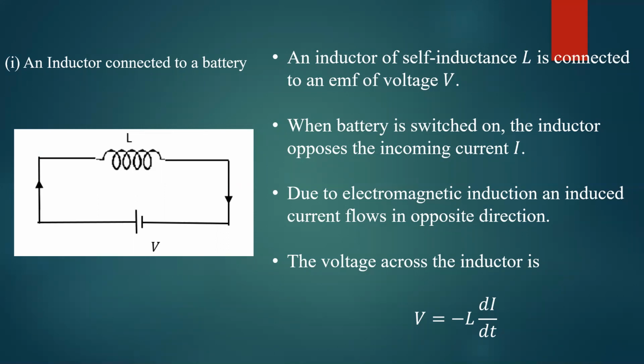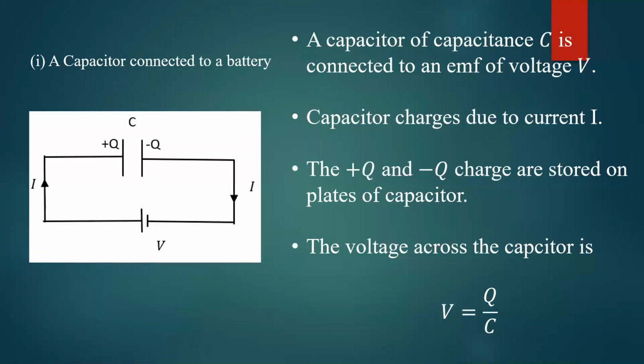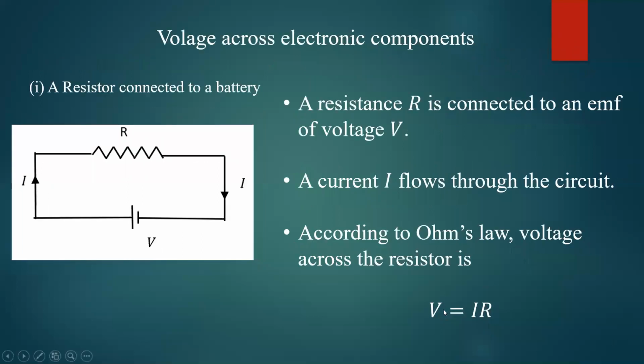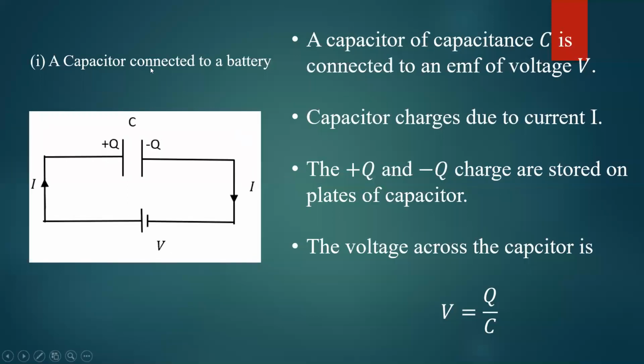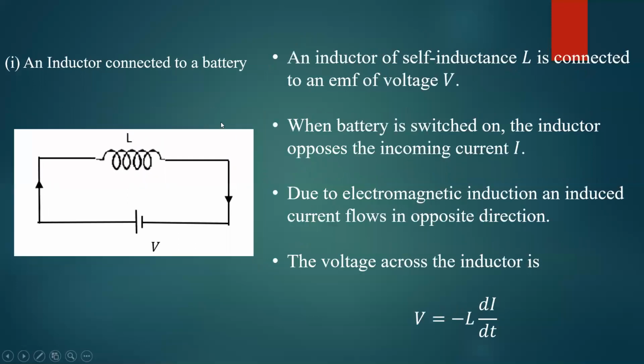First component, resistor. Voltage across the resistor is I into R, V equal to IR. Voltage across the capacitor is V equal to Q by C. Voltage across the inductor is V is equal to minus L into di by dt. So three components you have to remember, because we are going to analyze the circuit based on these three components only.